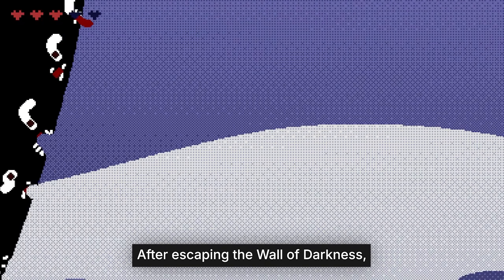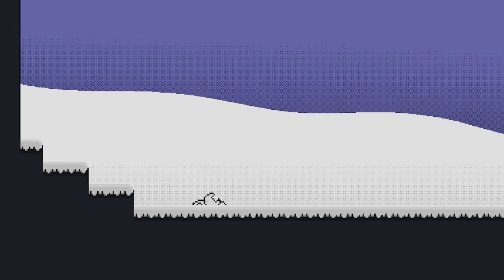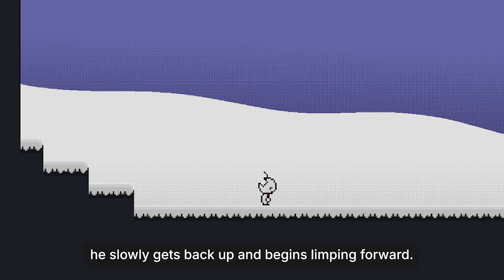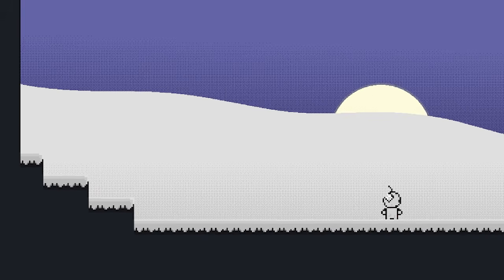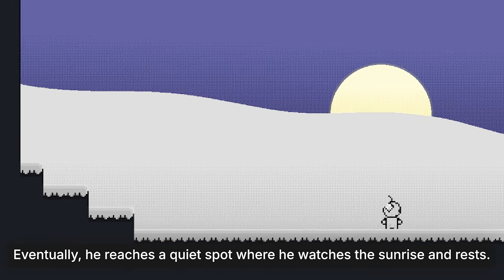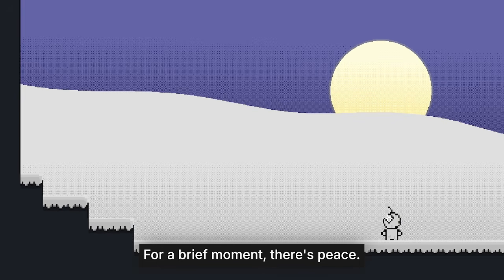After escaping the Wall of Darkness, the player reaches the ending sequence. The protagonist falls from a massive cliff and is clearly injured. Despite everything that happened, he slowly gets back up and begins limping forward. Eventually, he reaches a quiet spot where he watches the sunrise and rests. For a brief moment, there's peace.